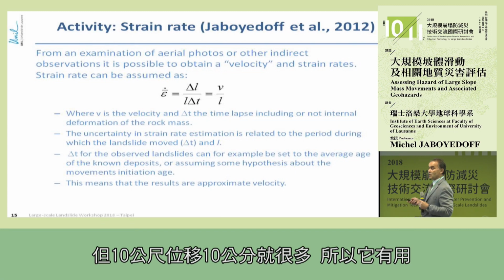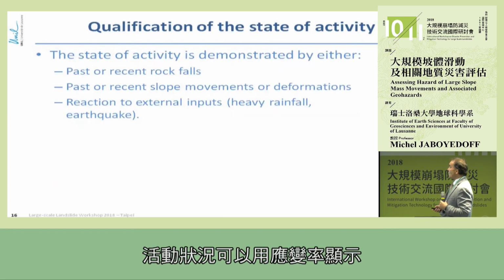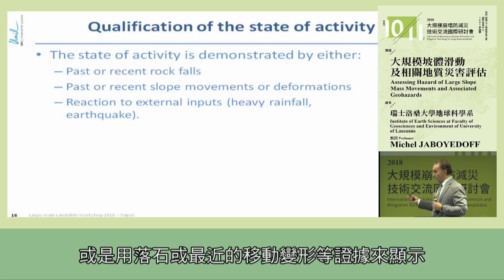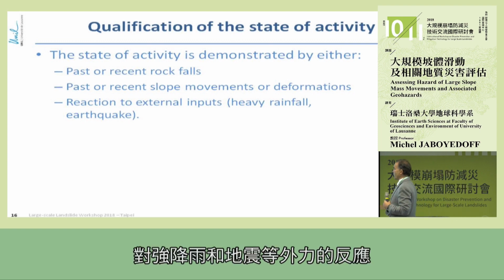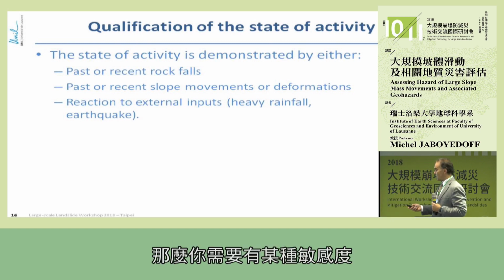Then that's why it's useful. So, the state of activity can be demonstrated by either the strain, the strain rate, or by evidence like rockfall or recent movement deformation. And also what you have to look at is the reaction to external input like heavy rainfall, earthquake, and so on. Then you need to have a sort of sensitivity.